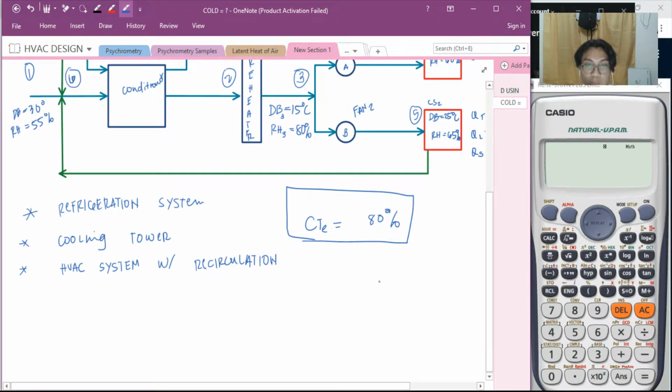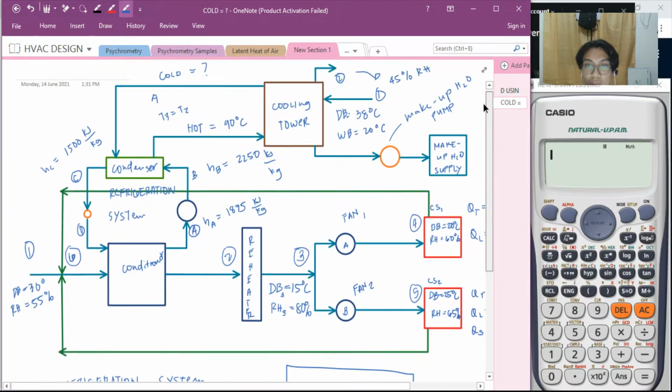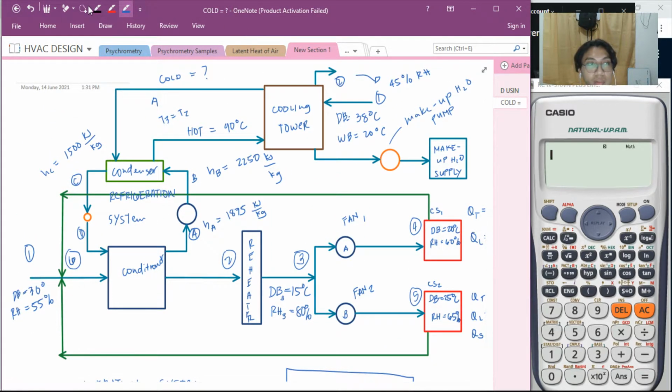At point 2, ulitin natin medyo malabo kasi yung notes ko. At point 2, you are given na dB. dB here is 40 degrees Celsius and RH is at 50%.